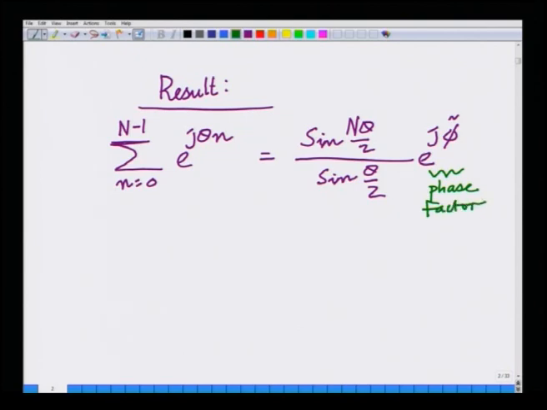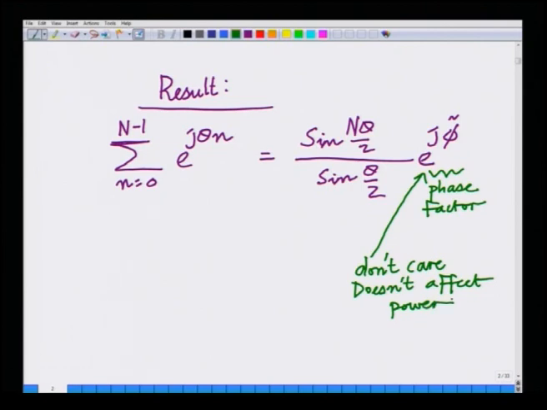What I want to illustrate is the impact on the signal to noise power ratio. So, the magnitude of e power j phi is 1, so this does not affect the power. However, this sin n theta by 2 by sin theta by 2 is the critical factor for us. This phase is a do not care as it does not affect the net received signal power.